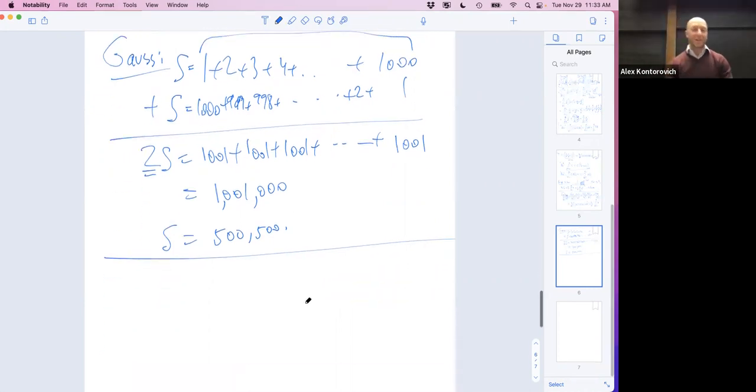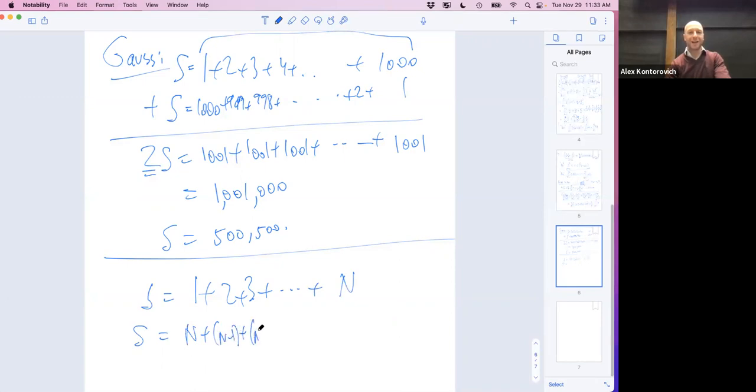So let's use that trick to say, now what about 1 plus 2 plus 3 all the way up to capital N? Well, if this is S, then we can write S again as N plus N minus 1 plus N minus 2 all the way down to 3, 2, 1.